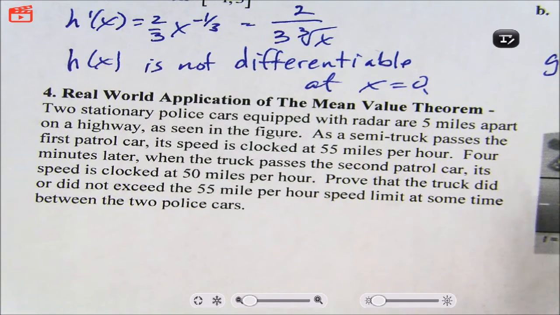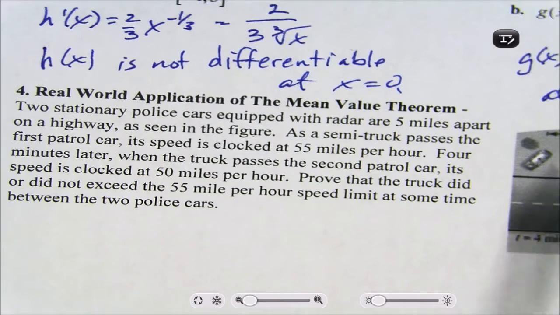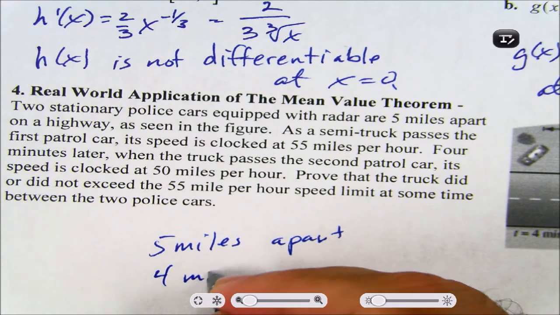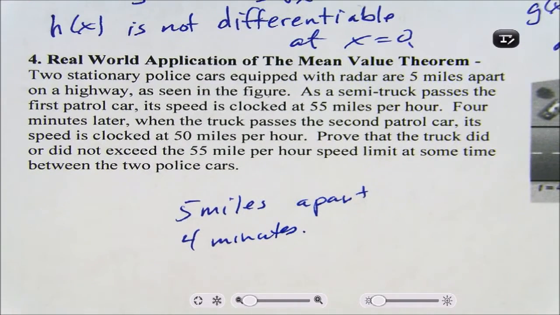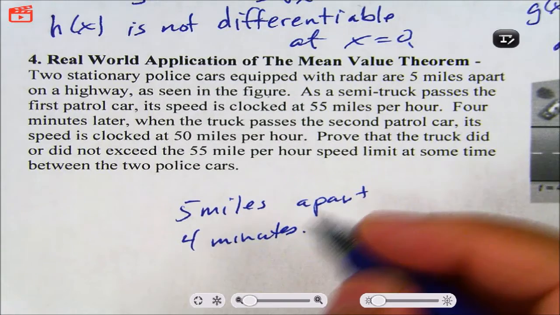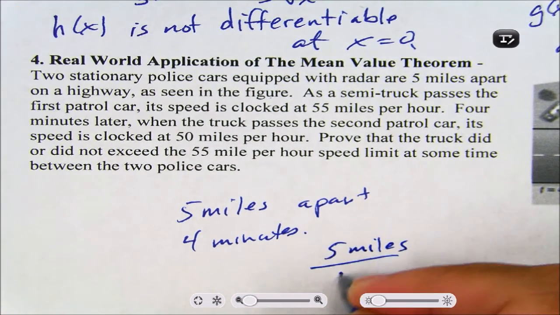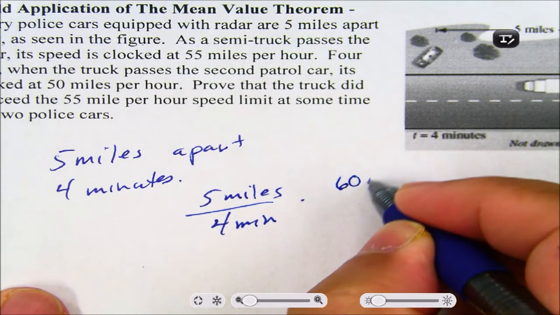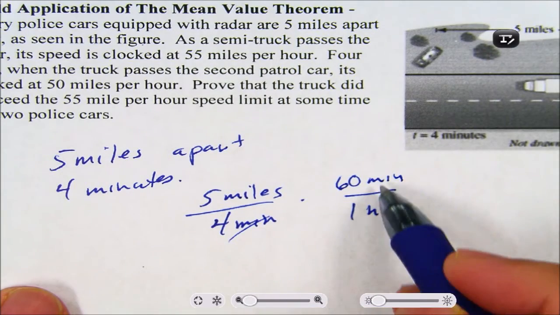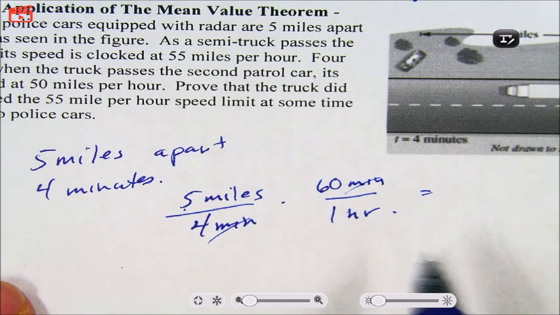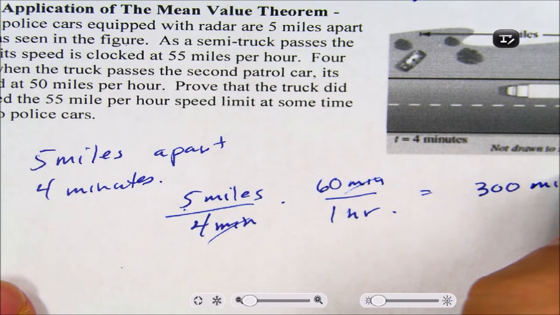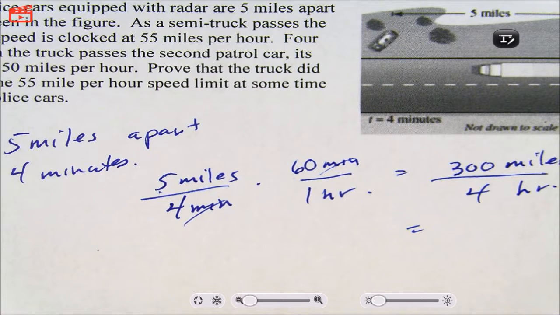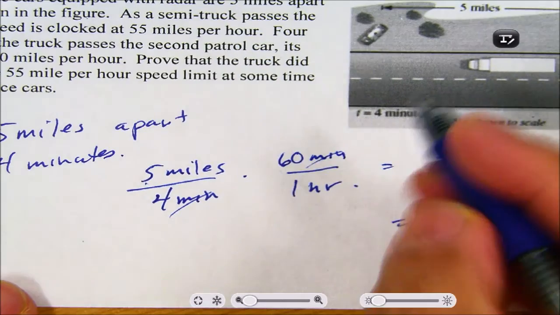So now you look at this: how many miles apart are they? They're 5 miles apart. And it took them 4 minutes. So what is that in miles per hour? It's 5 miles in 4 minutes, and we want to convert this to miles per hour. So you have to convert the minutes to hours. That's 60 minutes in 1 hour, so the units of minutes cancel. You're going to do 5 times 60, which is 300 miles per 4 hours, and that's 75 miles per hour. So his average.